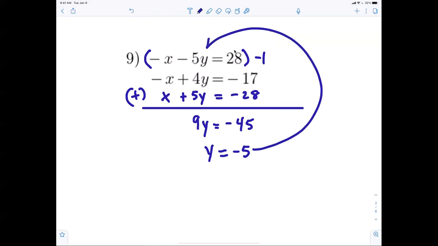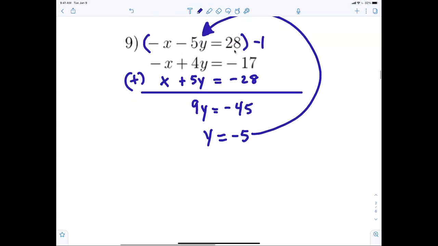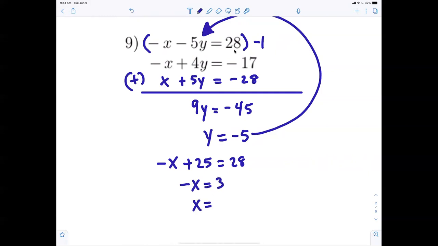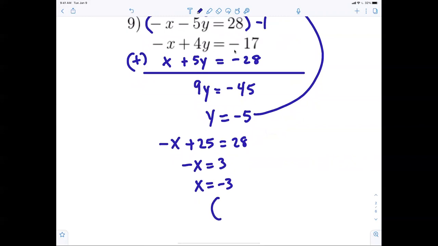plug negative 5 in. Does it matter if I plug it into the top one or the bottom one? Doesn't matter. So I end up with negative x plus 25 equals 28. Negative x equals 3. x equals negative 3. So my final answer is negative 3, negative 5.